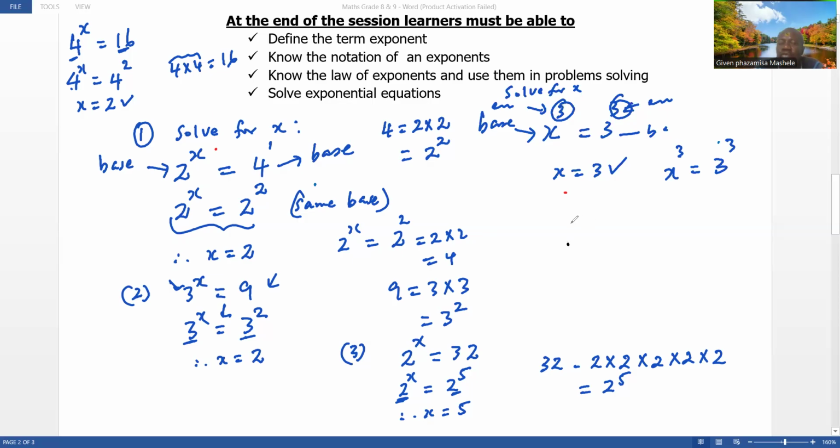For example, let's say you have x to the exponent of 3 equals 81.